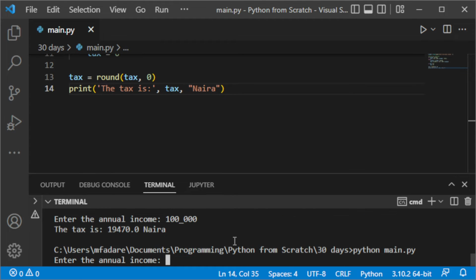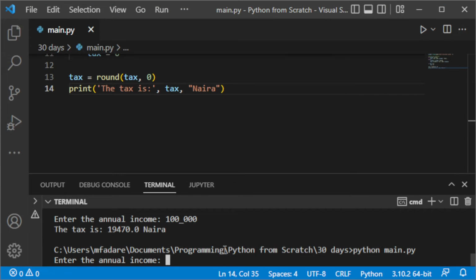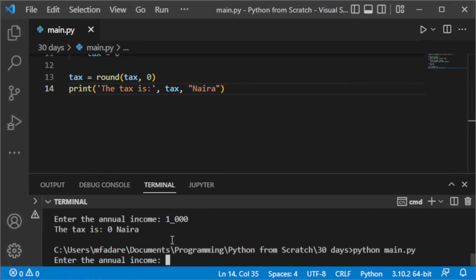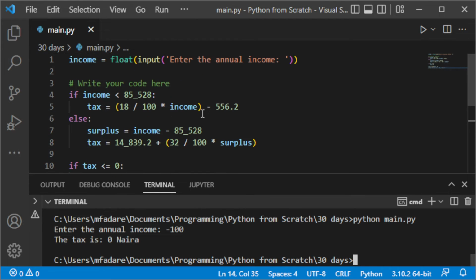So let me run the code again and try it with the next 1,000,000, and the final one is minus 100,000. All right, so this is the solution to the very first lab.